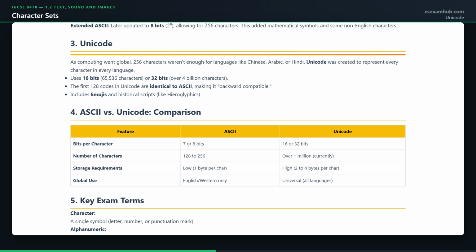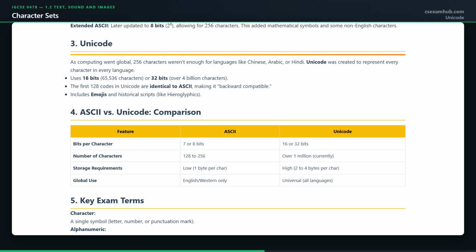ASCII has an obvious limitation. 128 or 256 codes cannot begin to cover the world's writing systems. Chinese alone has tens of thousands of characters, and there is no room for Arabic, Greek, Cyrillic, Hindi, or an emoji. Unicode was created to solve exactly that. It uses more bits per character, commonly 16 or 32, which gives it space for over 1 million codes, enough for every writing system in use, historical scripts, mathematical symbols, and emoji, and it was designed with a deliberate compatibility decision worth knowing. The first 128 Unicode codes are identical to ASCII.